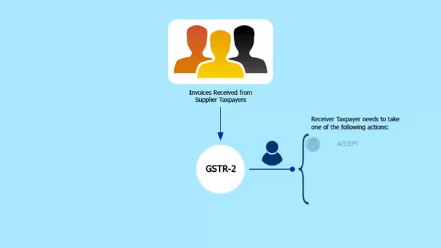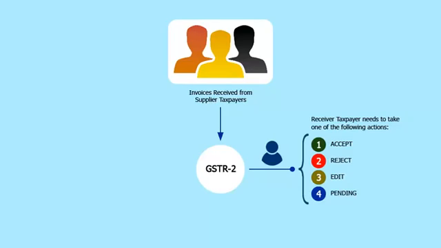1. Accept the invoice if the provided information appears to be correct. 2. Reject if you see an invoice with totally incorrect details or if the supplier has uploaded a wrong invoice. 3. Edit the auto-populated details of an invoice in case the furnished information has errors. And 4. Keep the invoice pending so that it could be rolled over to the next month's GSTR2.